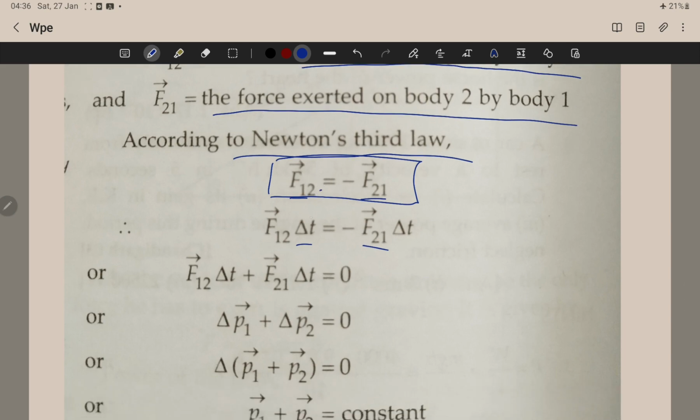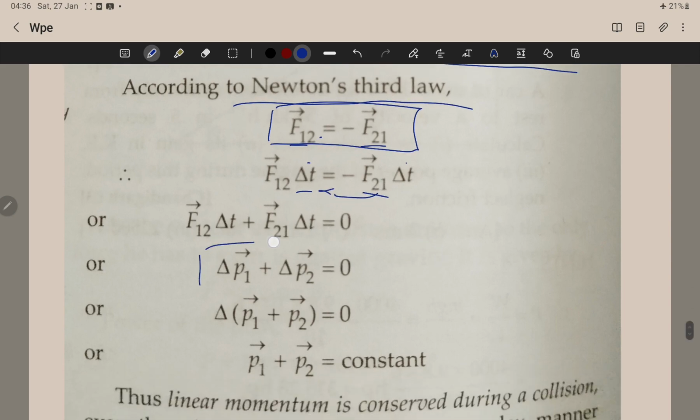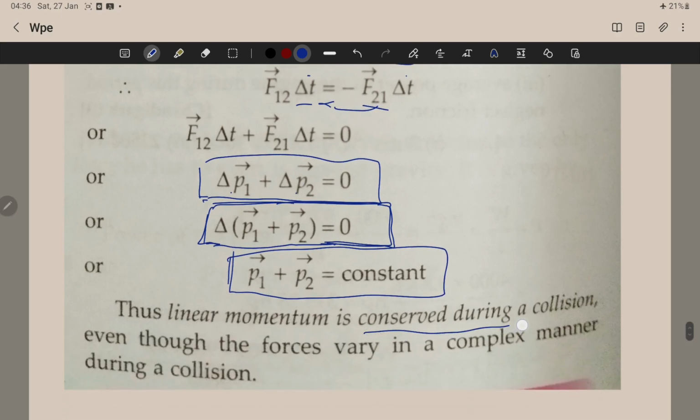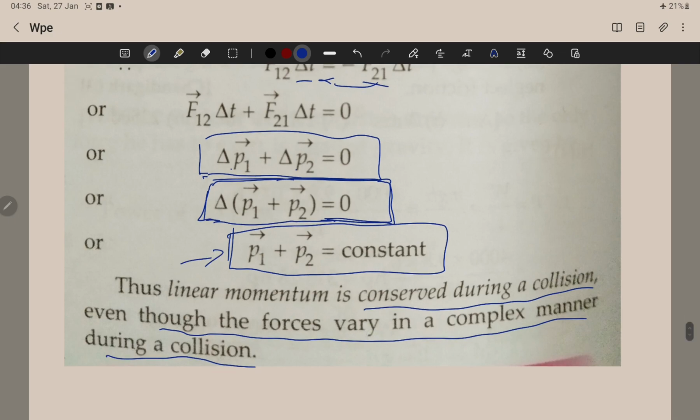If we multiply by delta t on both sides and take everything to one side, it becomes 0. From here we can write that the sum of the changes in linear momenta of 1 and 2 is 0. So the sum of linear momenta is not changing; the change in the sum of linear momenta is 0. Which means linear momentum is conserved, the sum of linear momenta is constant. So linear momentum is conserved during the collision, even though the forces vary in a complex manner. During the collision the forces vary, but the linear momentum remains constant.